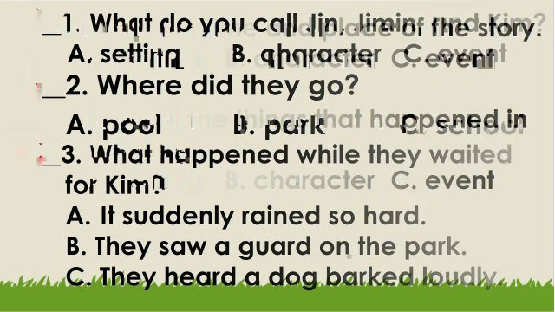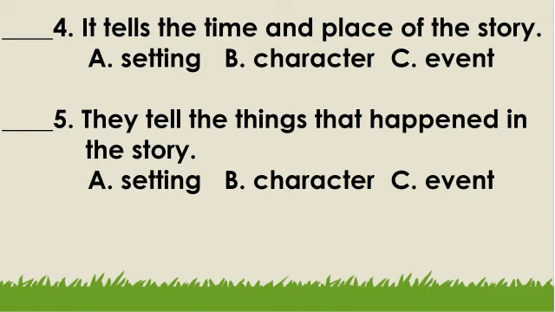Number 4, it tells the time and place of the story. A. Setting. B. Character. C. Event. The correct answer is letter A. Setting. And number 5, they tell the things that happen in the story. A. Setting. B. Character. C. Event. The correct answer is letter C.